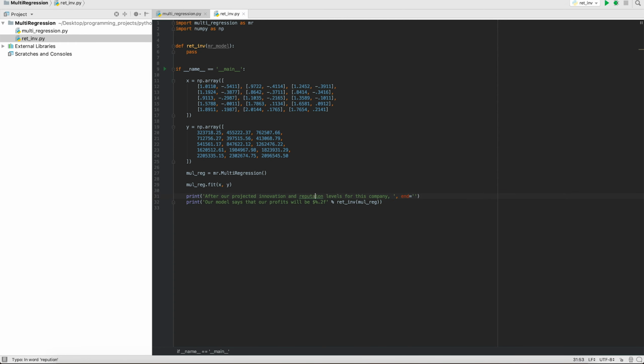There's a typo here. Let's just say reputation. So after our projected innovation and reputation levels for this company, our model says that our profits will be, and then we get the profits from this function here, RETINV, or return on investment. This function is not implemented yet, and I can see that we will need a few inputs.